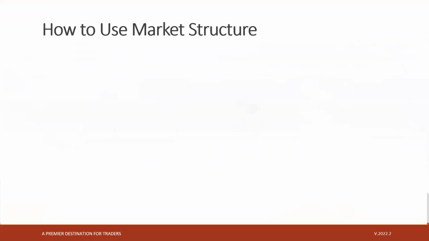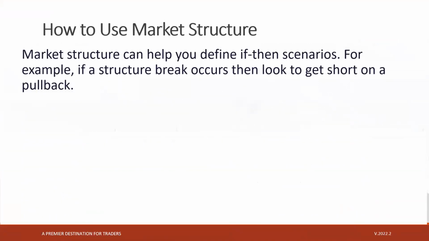Okay. Now, how do you use market structure? Right? How do you use market structure? Market structure can help you to define if-then scenarios. For example, if a structure breaks, right? So if the market has been going upward, that means making higher highs and higher lows, and then all of a sudden it breaks, right? You can then start to look to move in the opposite direction. So this can help you to spot a potential change in trend.